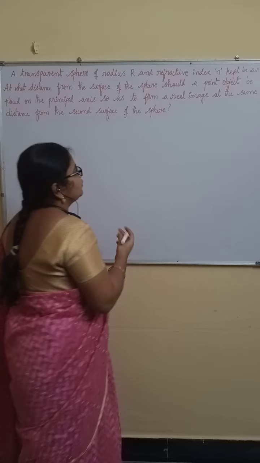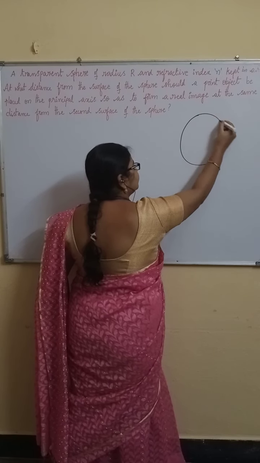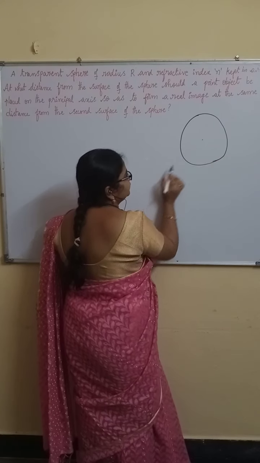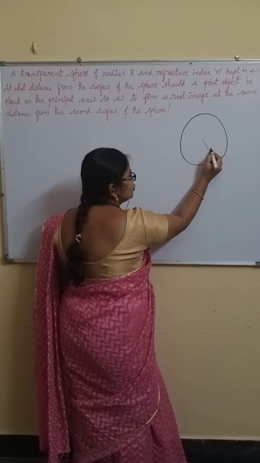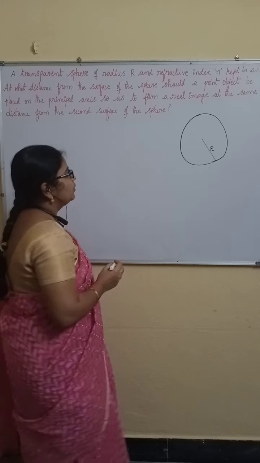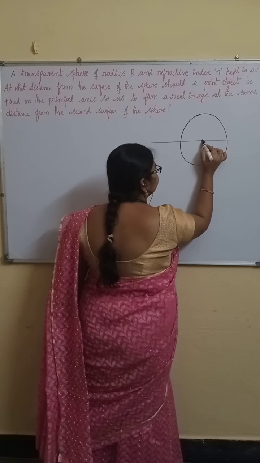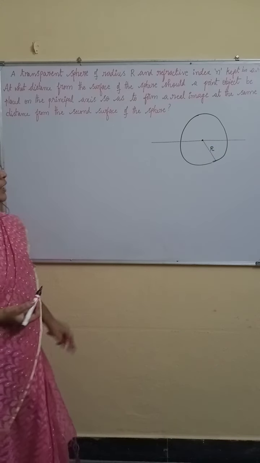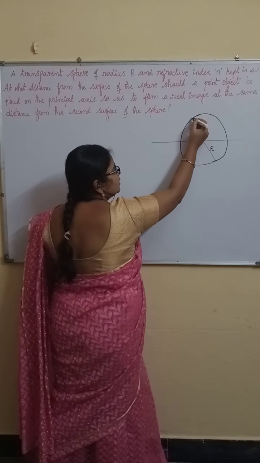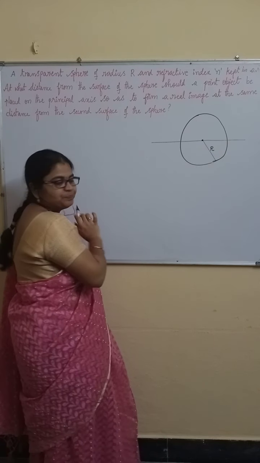Everyone, look at this. This is the sphere. This is the center, and this will be the radius of curvature r. Now, this is the principal axis. What he is asking here is, see, this is one curved surface and this is the second curved surface.